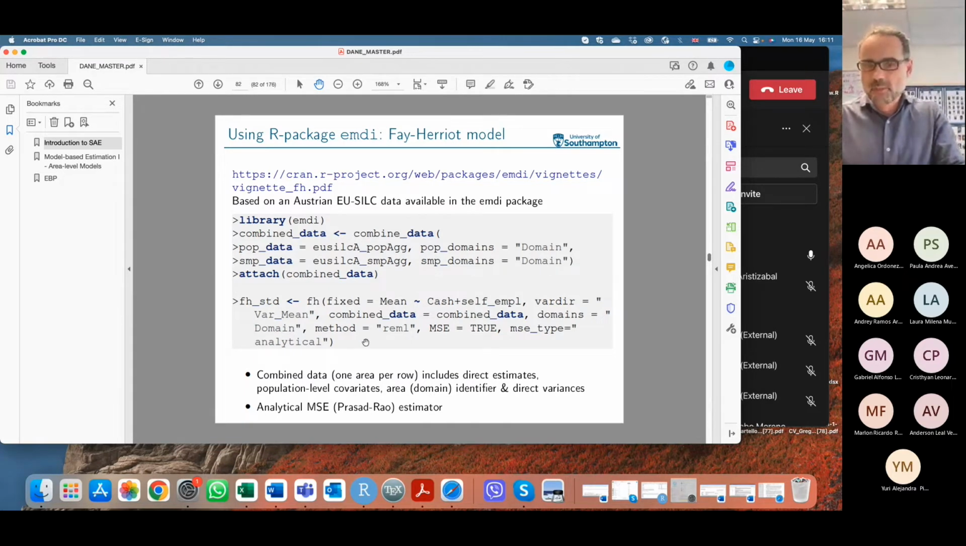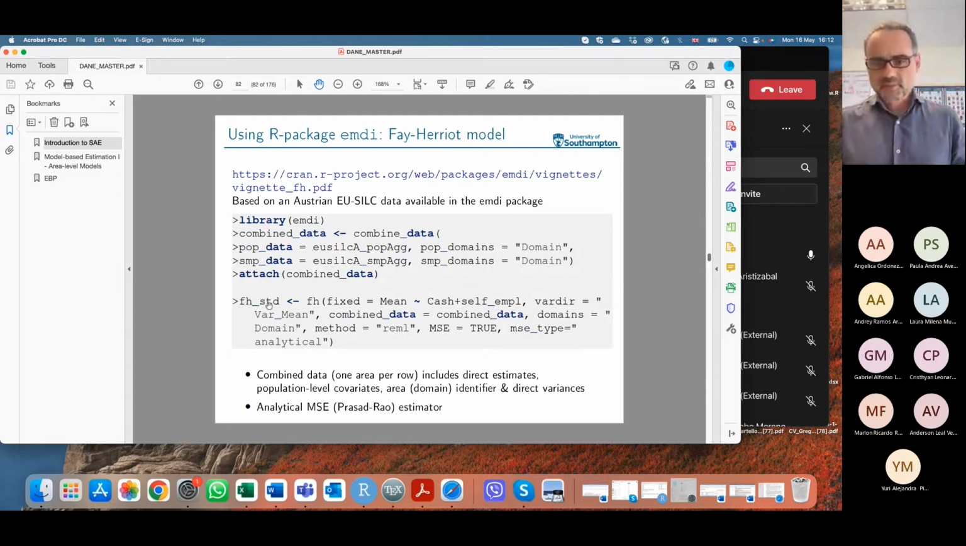You can specify the method. Remember that the method is important for estimating the variance component, whether this is ML or REML. Then there is a mean squared error argument, where if it's false, then R will not output any mean squared error results, but if it's true, then R will try to estimate the mean squared error. In that case, you need also to specify what type of mean squared error you want. Here, we're using an analytical mean squared error, so R will apply the Prasad-Rao estimator and output an analytic mean squared error estimator. But here we can also specify bootstrap, and we will see examples where bootstrap is used to estimate the mean squared error. Hopefully that will give you an idea about how the Fay-Herriot model is set up in R.